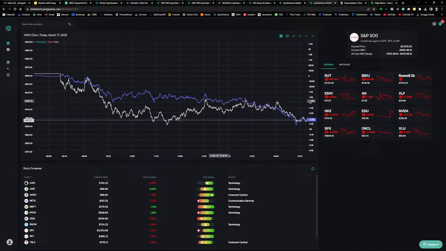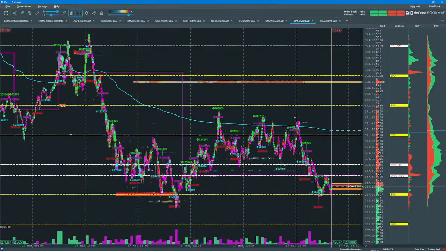So this is Spotgamma Hero. It's web-based, and this is Bookmap.